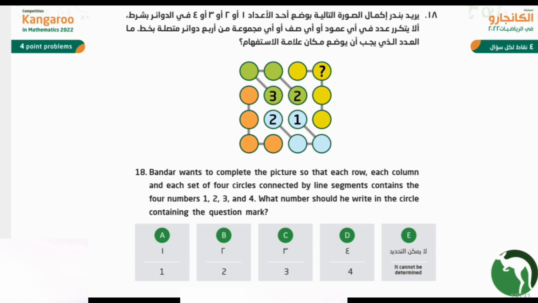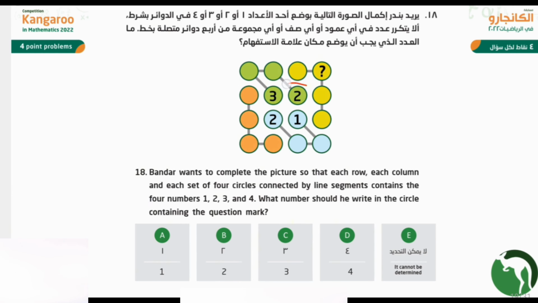What number should he write in the circle containing the question mark? Okay, so here for each set of these four circles, we need to write a different number, either one or two or three, and we cannot repeat a number in each row and in each column, so it should be unique in each row and in each column.